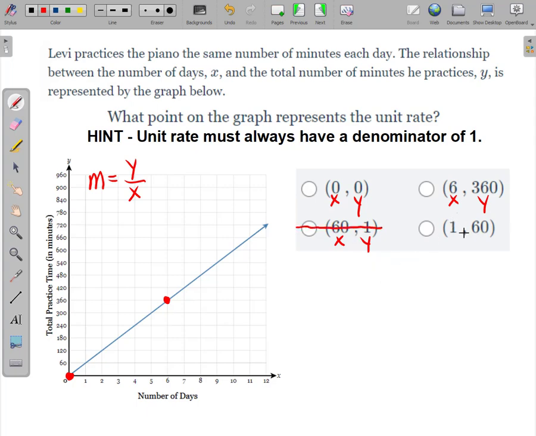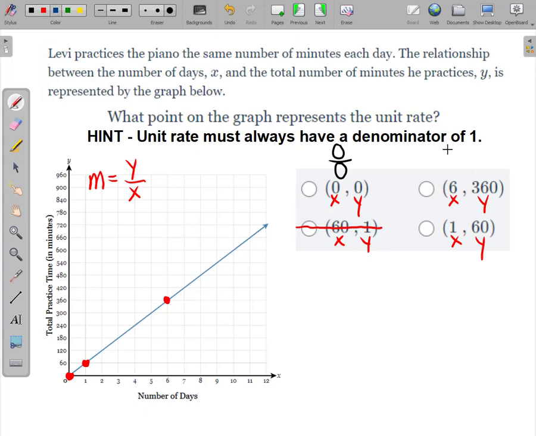And then we have 1 comma 60. Again, this is my x value and this is my y value. So I would go 1 to the right and then up 60. So essentially we have 3 different rates. I'm going to use black for 0, 0. So my rate for this one would be 0 over 0, and that's not a rate. That's actually undefined because you have a 0 underneath.